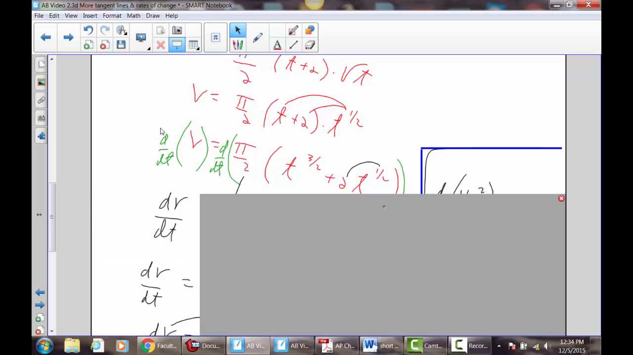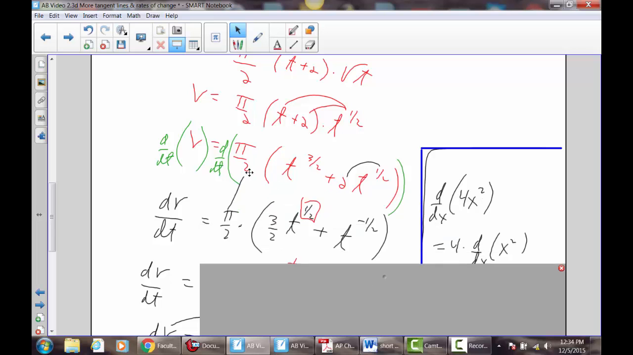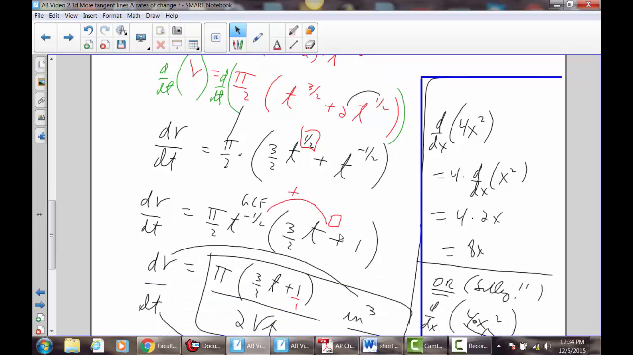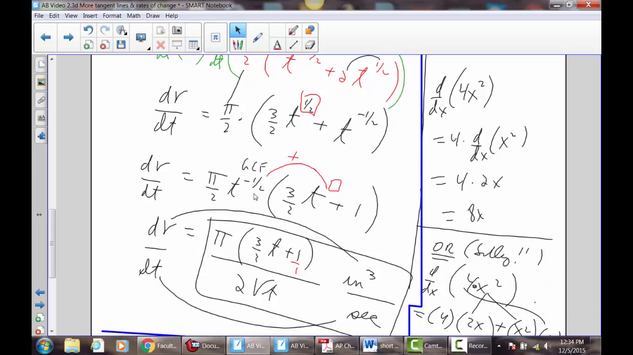You can see on the left that what you have is dV over dt, which is what you're looking for. And on the right, sure enough, we're taking the derivative with respect to t, which is the variable that we have. I pulled out the constant pi over 2, and then I take the derivative of each one. After that, it's just a question of factoring out the t to the negative a half to get it to look like the answer in the back of the book.